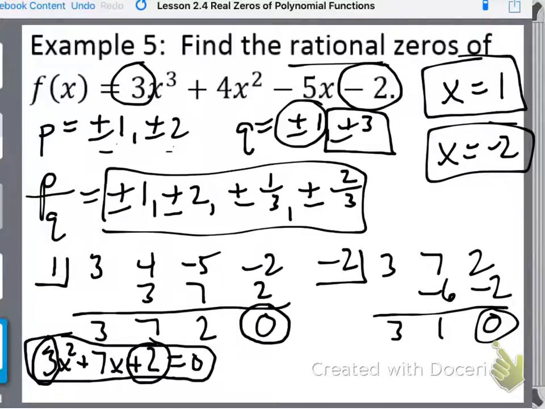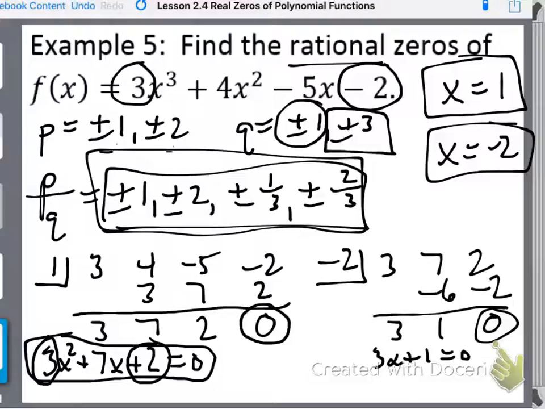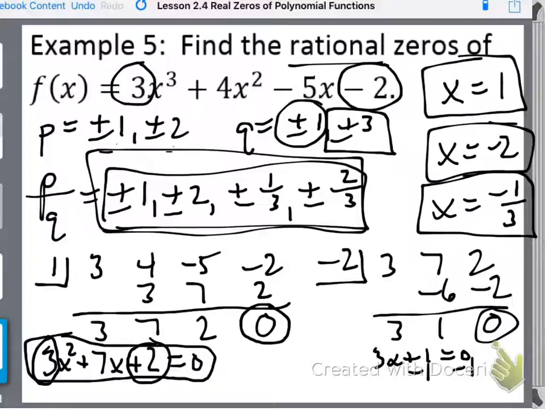Now notice these answers are coming from this list right here. Well, what's left? Remember, your resulting polynomial is going to be 1 degree less than the previous one. Well, the previous one had degree 2. So 3x plus 1 equals 0. Now, solve that for x. Now you can just solve it. -1 divided by 3. So x equals -1/3 is the third and final rational zero. And notice how all 3 came from this list.